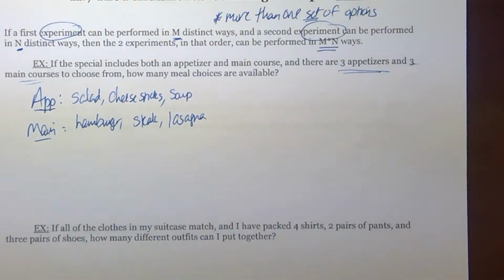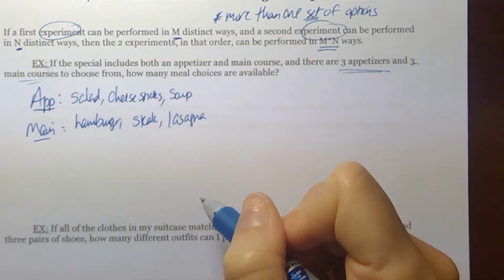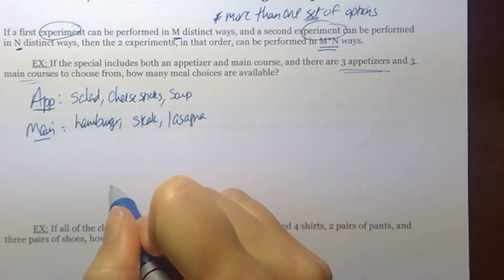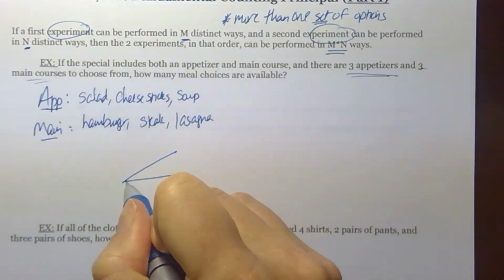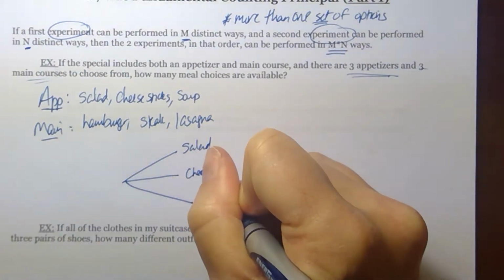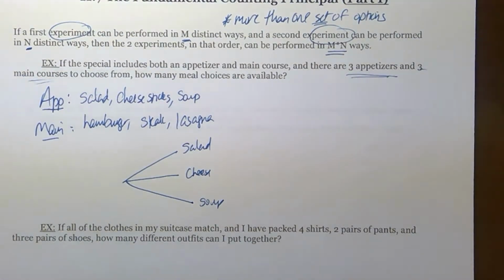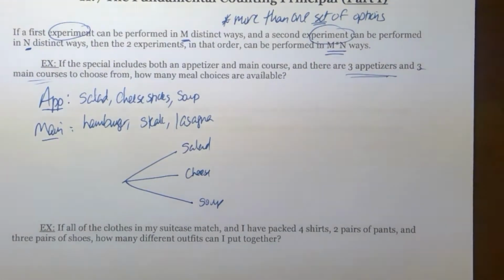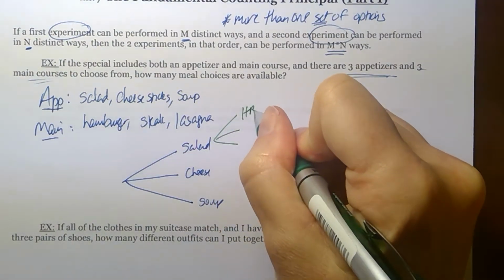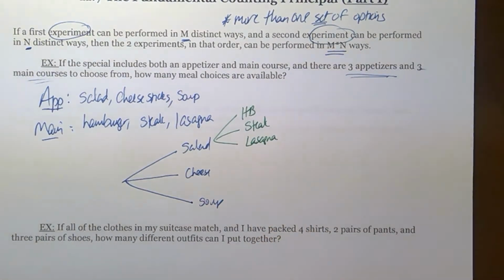Well, the first thing I have to do is choose an appetizer, and there are 3 different ways to do that. We're going to make what is called a tree diagram to show how many different ways we can choose. So first I have to choose an appetizer. I'm going to choose either salad, the cheese sticks, or soup for my appetizer. After I choose my appetizer, I also have to choose a main course. Well, if I picked the salad, I could choose the hamburger to go with that, I could choose the steak to go with that, or I could choose the lasagna to go with that.